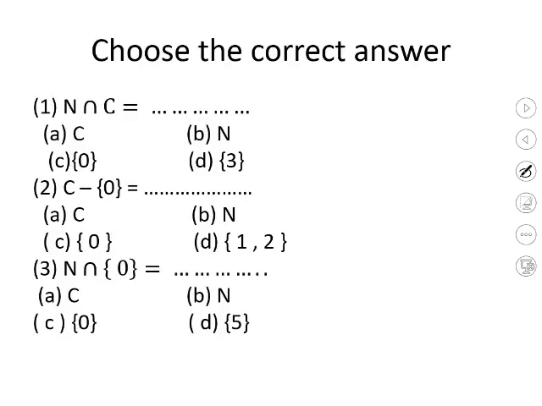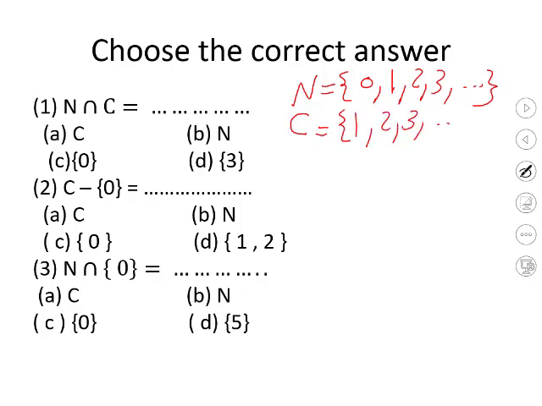Let's see another type of questions. Choose the correct answer. What is the intersection between N and C? Actually, to solve this type of questions, we have to remember together in our draft what's N? N is the set of natural numbers. N equals 0, 1, 2, 3, and so on. What's C? C is the set of counting numbers. C equals 1, 2, 3, and so on.